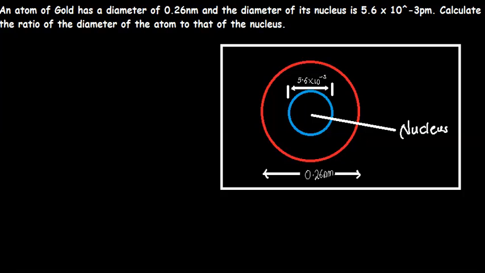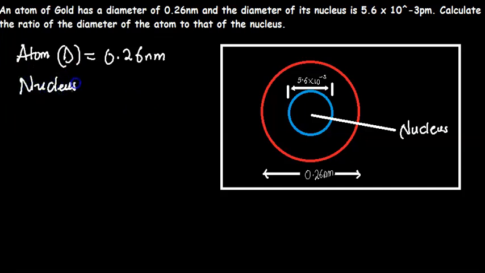So let's bring our data. In this case, the atom diameter, which is D, we are given to be 0.26 nanometer, and we are given the nucleus diameter, which is 5.6 × 10^-3 picometer.